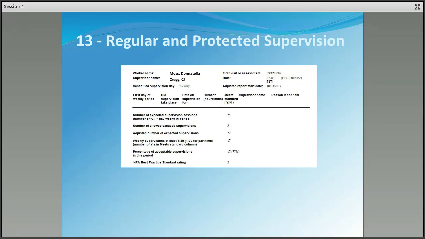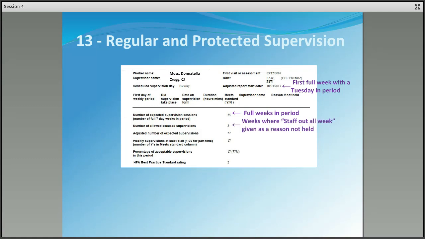For example, let's say Donna Moss has her supervisions on a Tuesday. Based on the supervision day, the report will look for the first full week with a Tuesday in the performance period, and it'll make that the start date. The report then looks forward to the end of the period and finds the number of full weeks, here 25. Next, there were 3 weeks where staff out all week was entered as a reason supervision was not held.